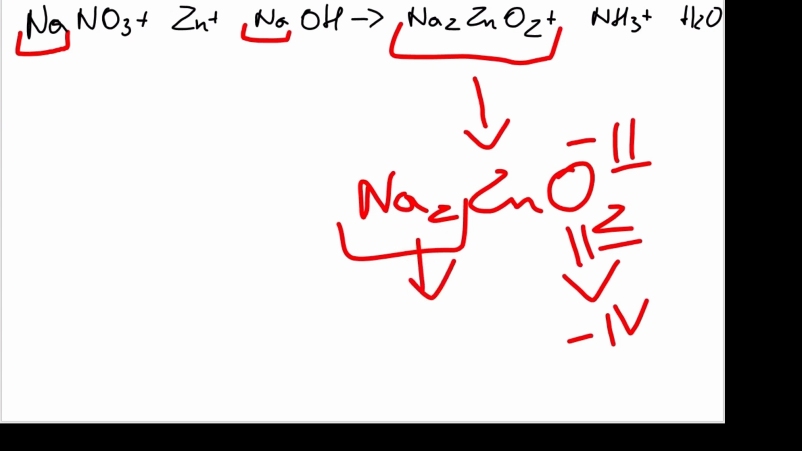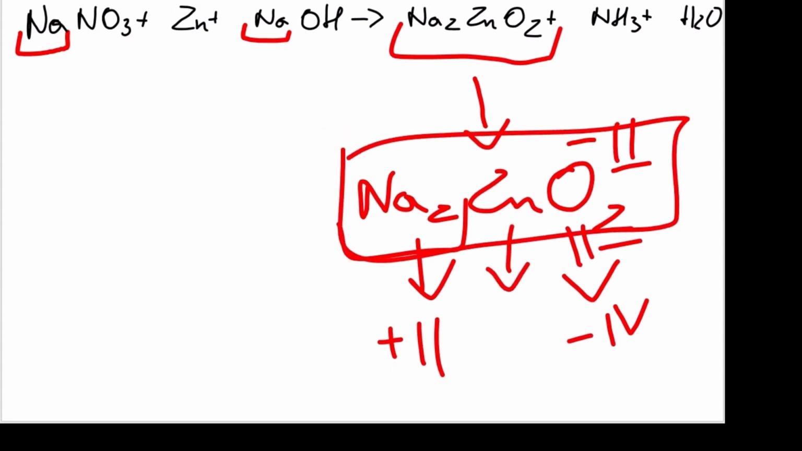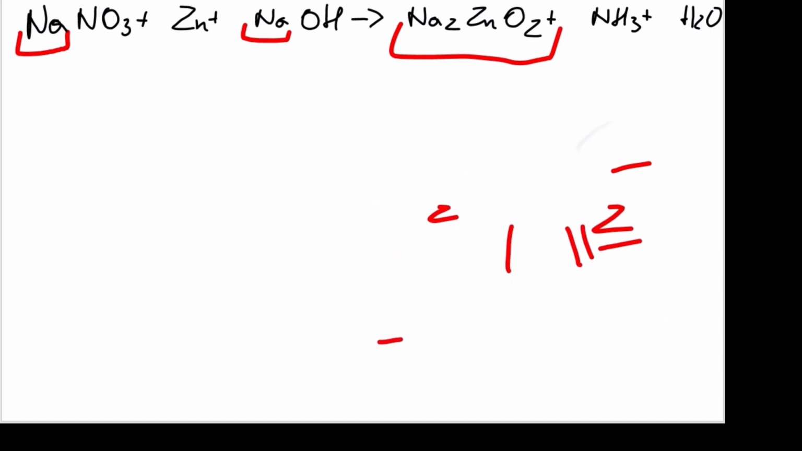So 2 sodium atoms give us +2. As we know, this is a neutral particle. The net oxidation state of this particle is equal to 0. So the oxidation state of zinc here should be equal to +2. Okay, so let's get back to considering our oxidation states in this example.